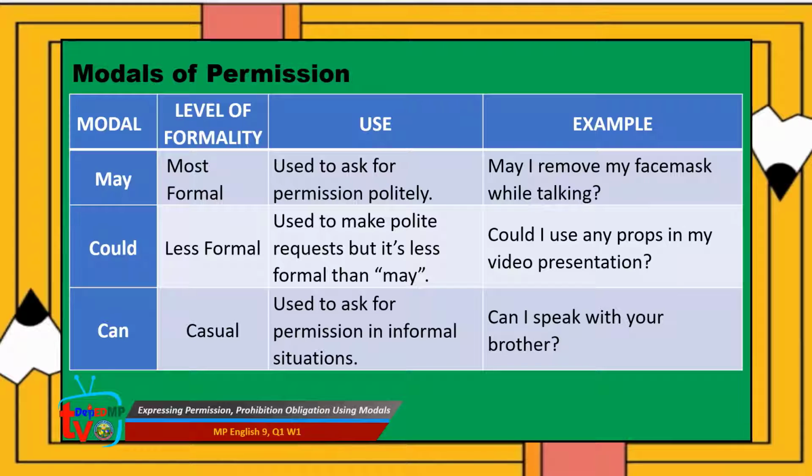So here is the summary of what we have just discussed on modals of permission. May is the most formal, could is less formal, can is casual. May is used to ask for permission politely, while could is used to make polite requests but it's less formal than may, and can is casual and is used to ask for permission in informal situations.